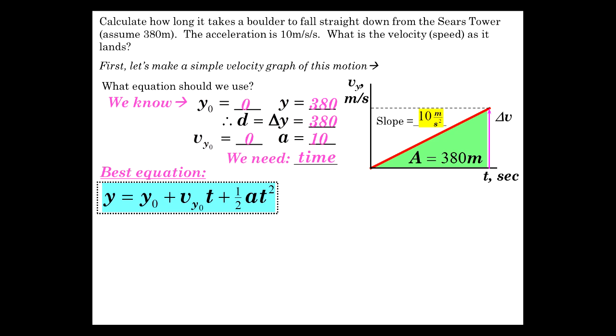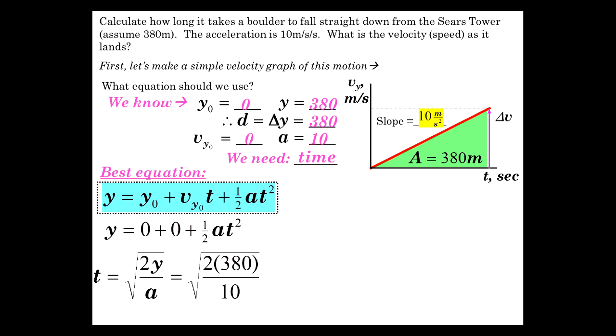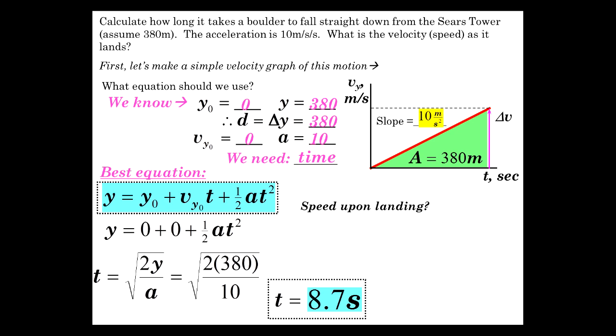And now what I want to do is just go ahead and plug in. I know what many of these things are, so let's just write it down. y, final position, is initial, 0, plus Vy0, which is 0. So we have 0 plus 0 plus 1/2 at squared. So t is just the square root of 2y over a. And now we can go ahead and put in y and a, which we know as well, 380 and 10. So plug that into your calculator, and out pops 8.7 seconds. So we know the time of the fall.